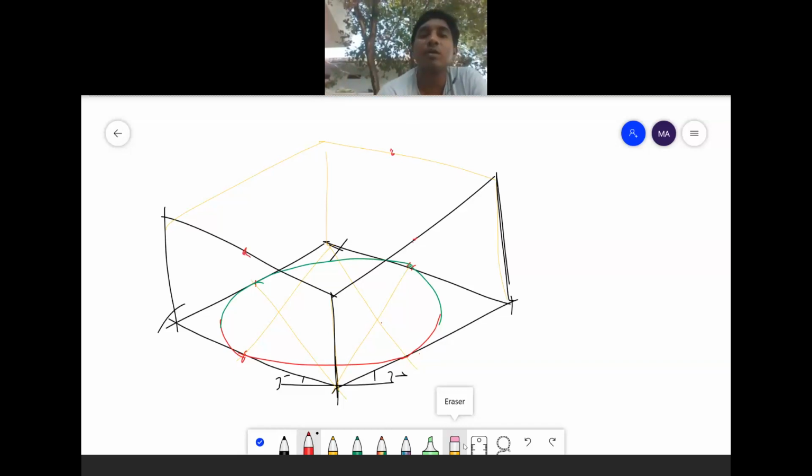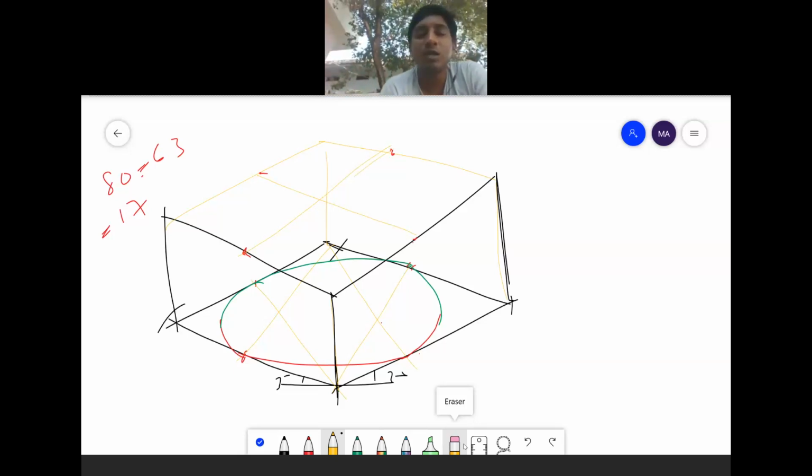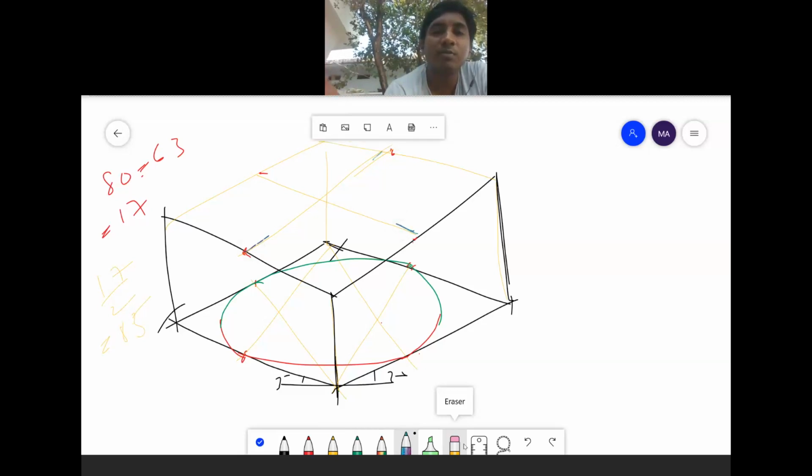After marking the midpoints, the top diameter is how much? 63. The bottom diameter is 80, top diameter is 63, the difference is 17. So I am marking the center points and drawing the lines joining the center points. After that I am reducing 8.5. Total 80 minus 63 is 17, 17 by 2 is 8.5. So I am reducing 8.5 mm on each side.